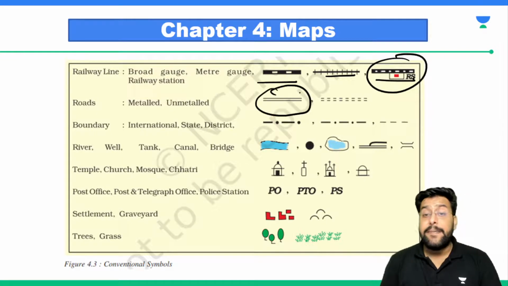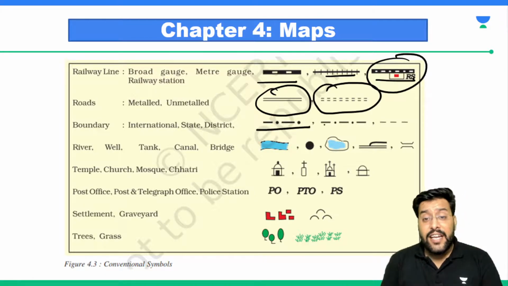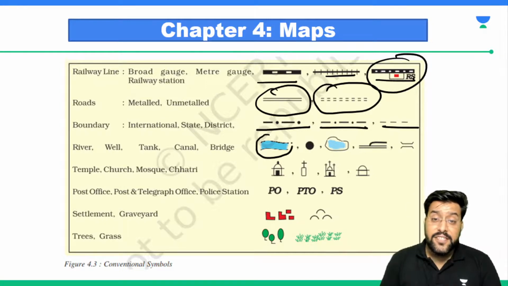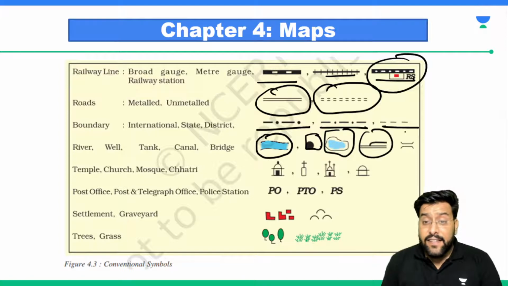We have metalled, the pakka roads like this and kacha roads like this. We have international boundary, state boundary, and district boundary. We can represent them with the help of such symbols as river. This is our well. This is a tank. This is a canal. This is a bridge.